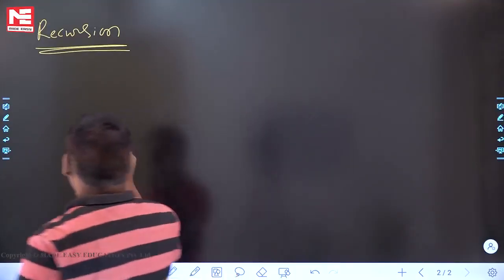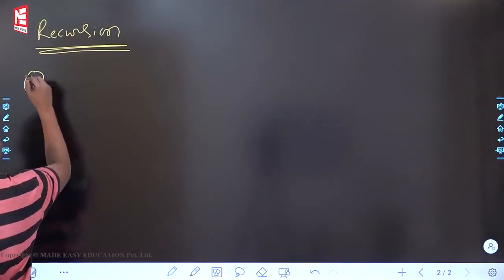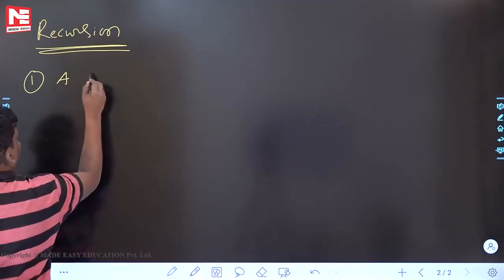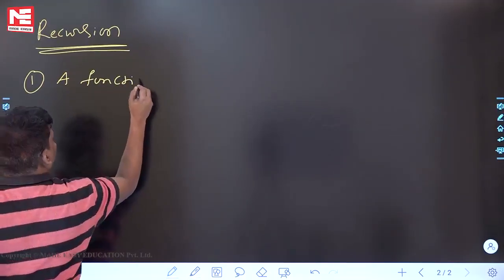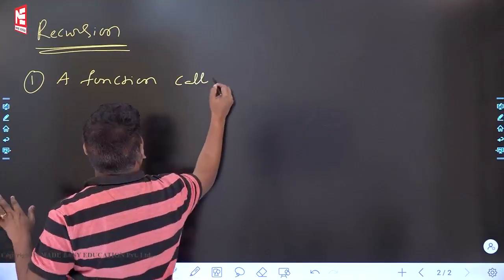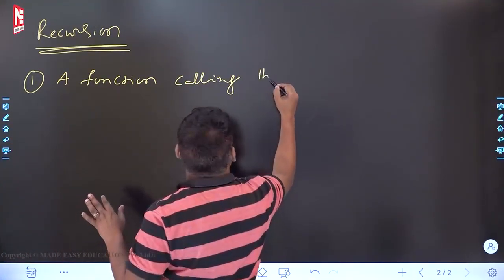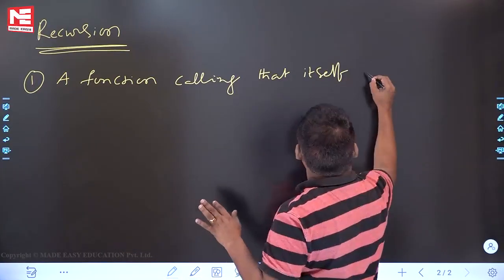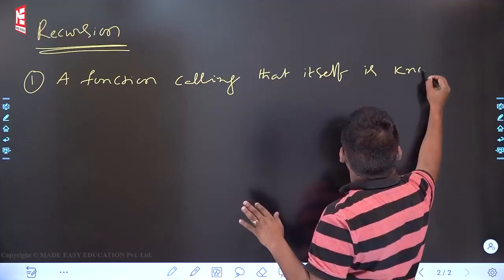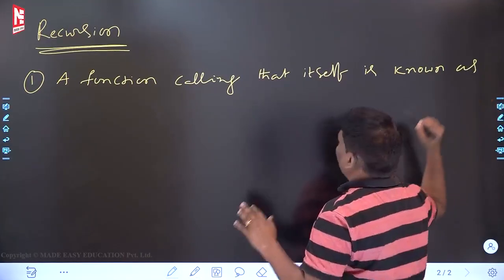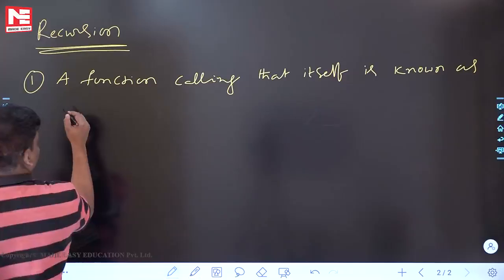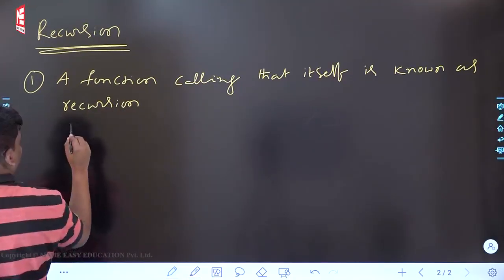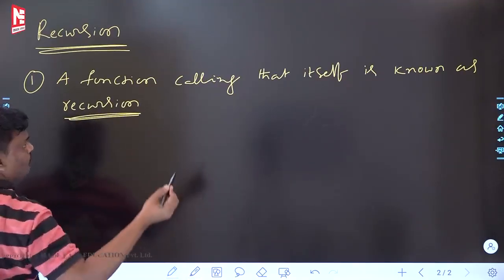I am writing now. See the first point. I think everyone knows this, only for namesake I am writing. A function calling itself is known as recursion. That is the definition.